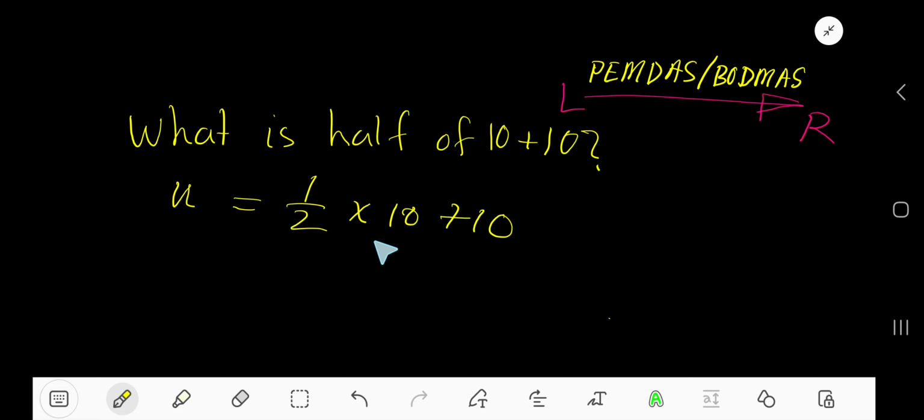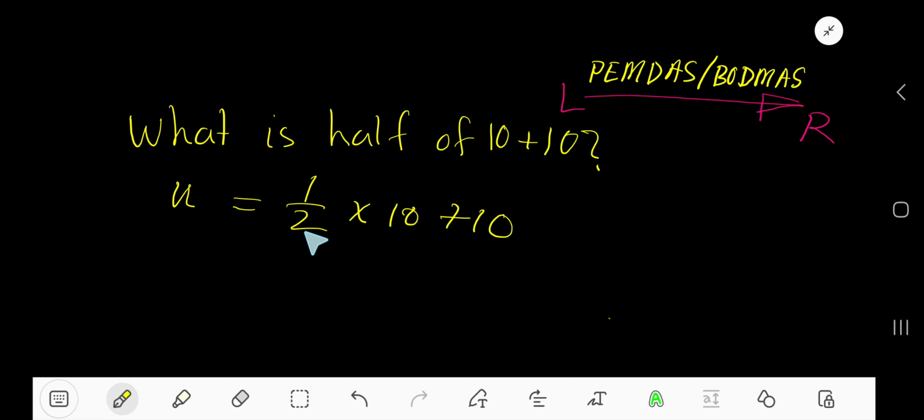Now we need to give preference to multiplication, because look, in the order of operations, PEMDAS, that is parenthesis, we work on parenthesis, then exponent, then multiplication, division, addition, subtraction. So here we have multiplication, so we need to work on multiplication before addition.